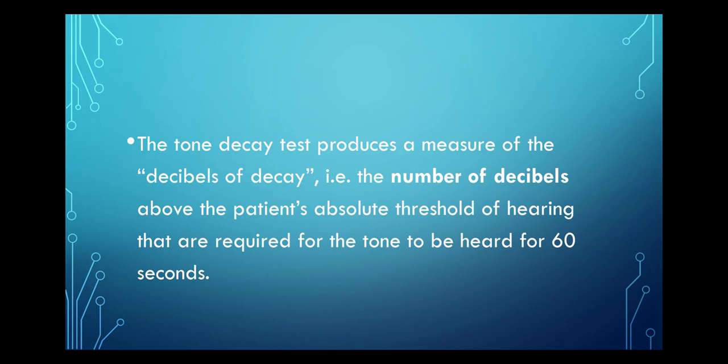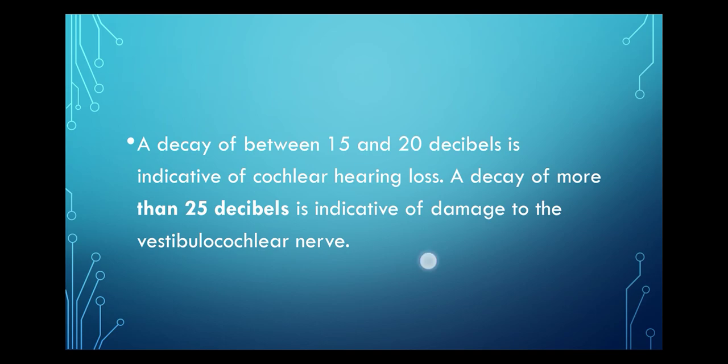The tone decay test produces a measure of the decibels of decay, that is, the number of decibels above a patient's absolute threshold of hearing that are required for the tone to be heard for 60 seconds. A decay of between 15 and 20 decibels is indicative of cochlear hearing loss. A decay of more than 25 decibels is indicative of damage to the vestibulocochlear nerve.